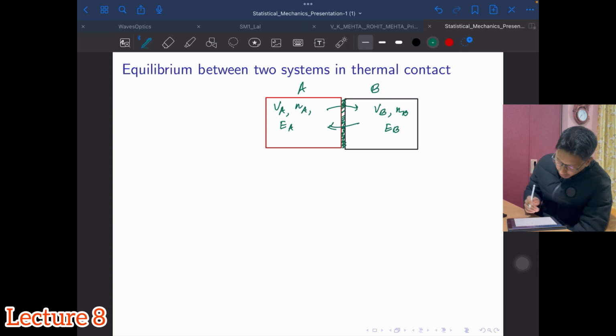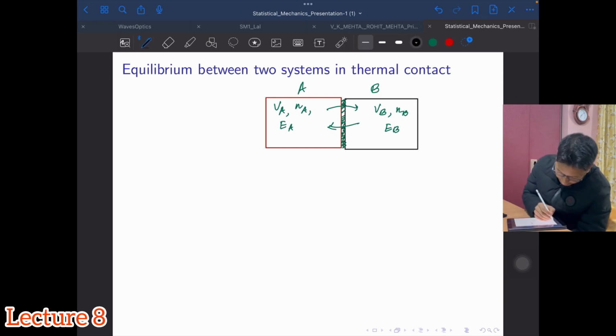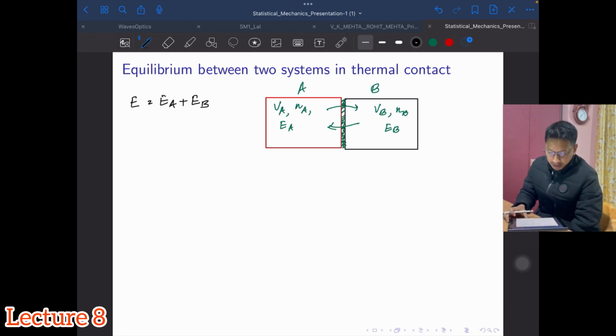Okay, now the total energy of the entire system, when I call it now system, there is A plus B, the total system of the energy, which is, let's say, E. Okay, and so this will be equal to EA plus EB, the total energy of the system.